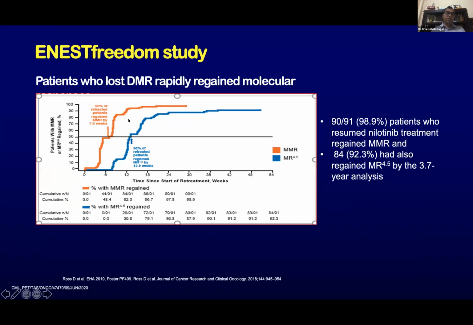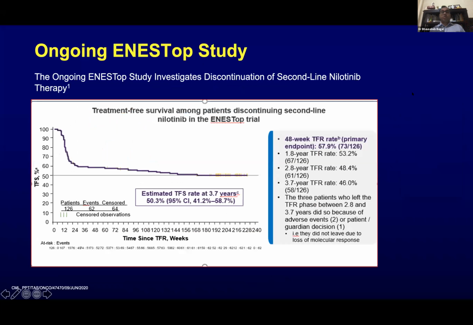The achievement of responses after restarting the drugs is rapid, as is the case with imatinib. So most of these patients will achieve MMR and DMR. Most of these people will have these time points achieved within less than 3 months and 6 months respectively. So even if your patient loses TFR, he loses MMR, he is going to go back to the condition originally he was in.